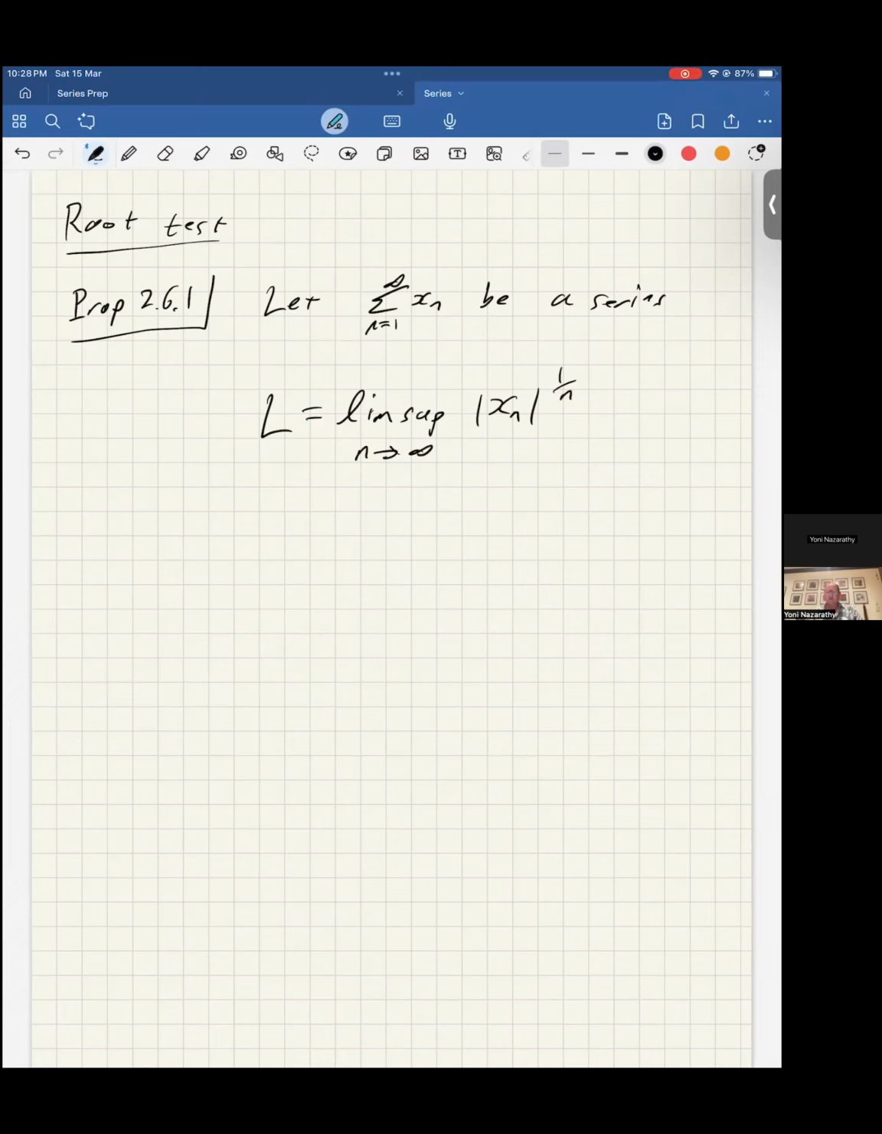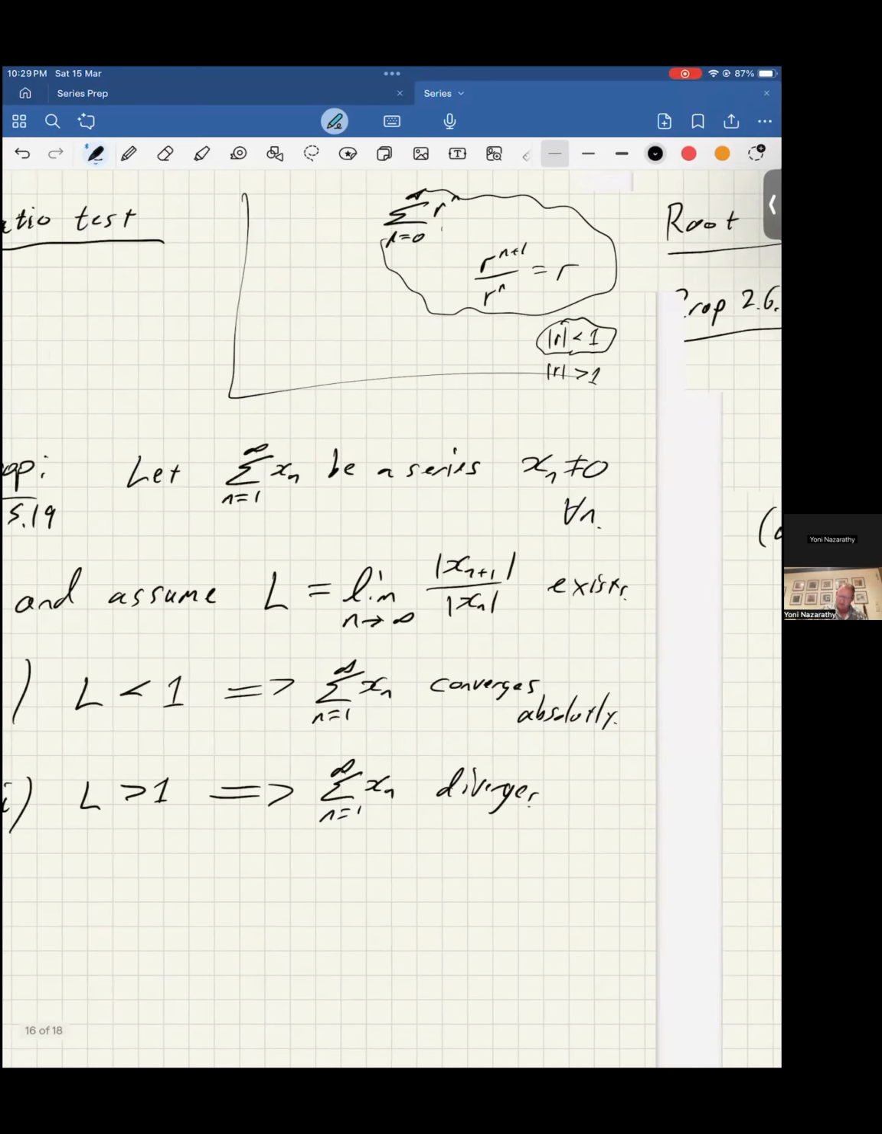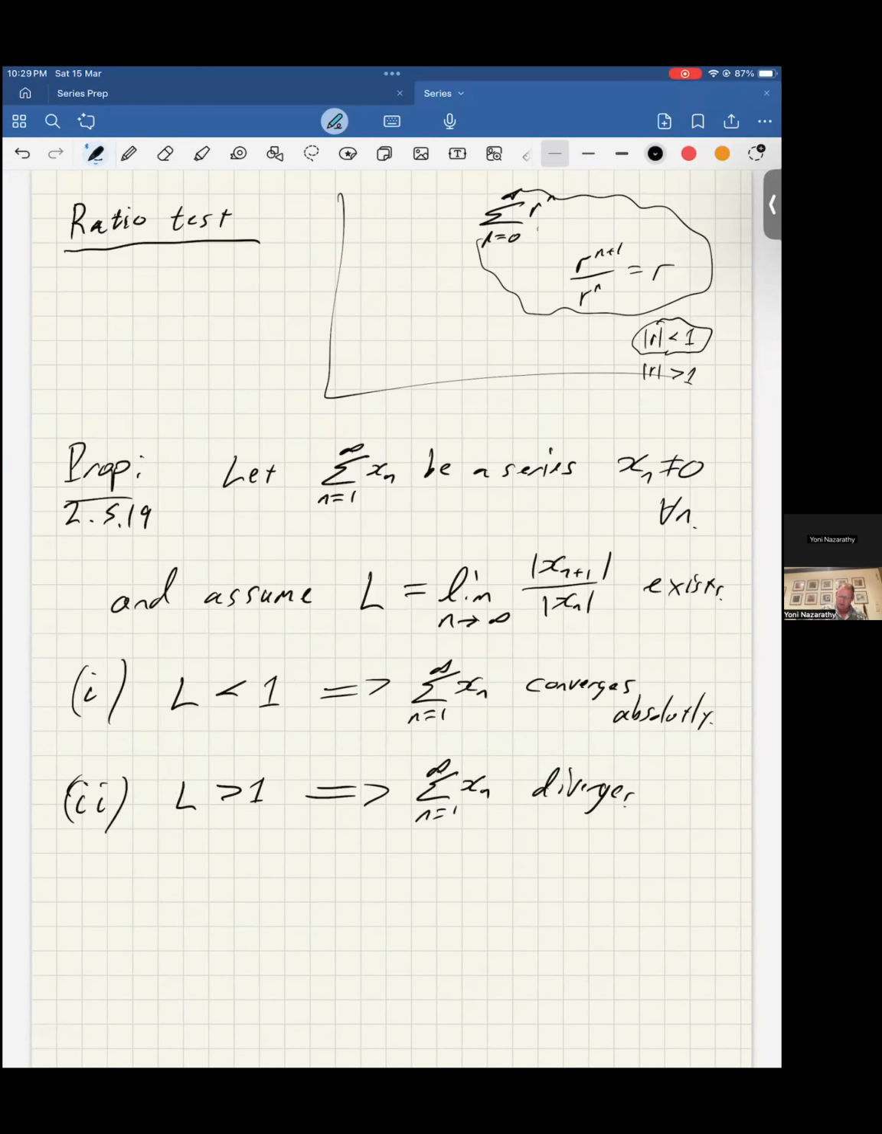So if you want a version of this proposition without a limit superior, then if the limit exists, you could have just had the limit, okay? But if it doesn't exist, then we get a slightly stronger theorem because it also uses the lim sup. So again here, if L is less than 1, then just like in the ratio test, we get that the series converges absolutely.